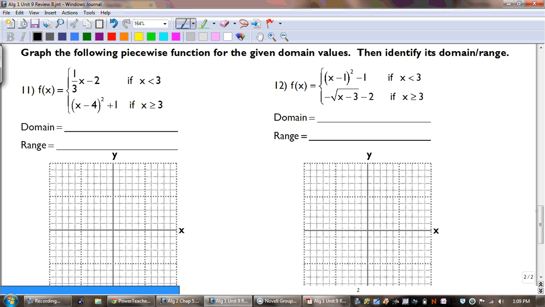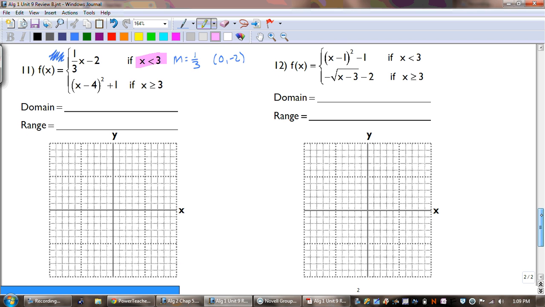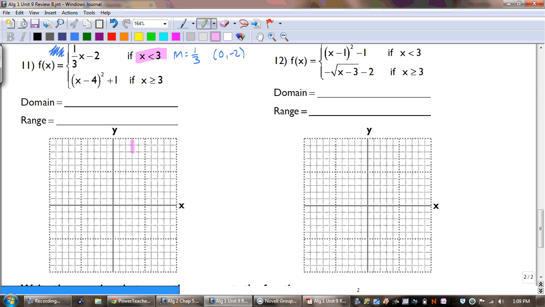All right, graph the following piecewise functions for the given domain values, then identify its domain and range. All right, so our first graph is going to be in blue. It's a linear. Our slope is 1/3, and then our y-intercept is -2. Okay? And then our limit is at 3. So I'm going to draw my line, and I want everything to the left of this.